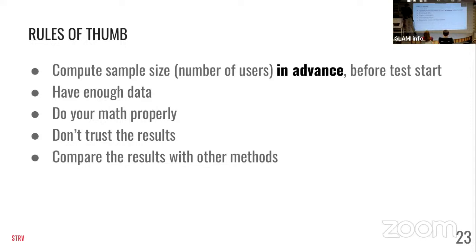If the result is positive, run the test again. If it's not, don't do that, because with a 5% p-value, if you run the test repeatedly, there is a higher chance that you measure something just by chance. And compare the results with other methods like questionnaires, or exit polls on your website. There are tons of different methods to get feedback, so compare the results.